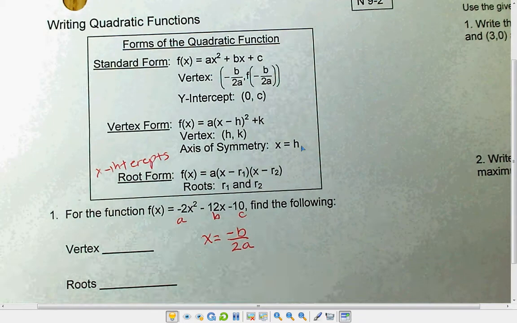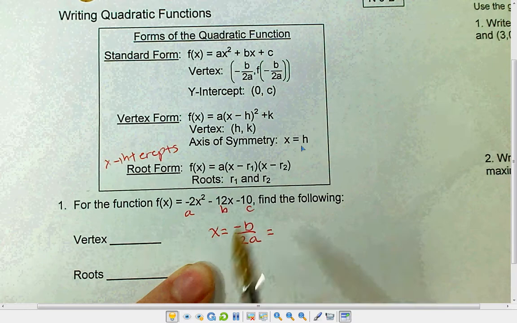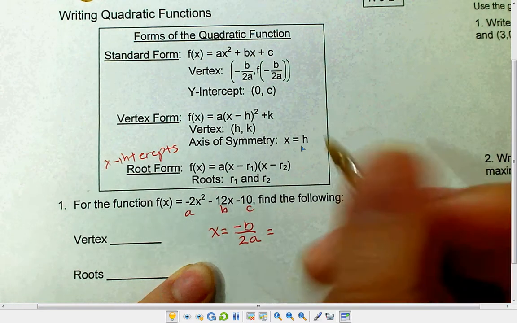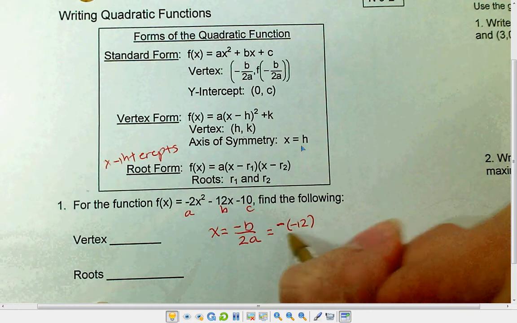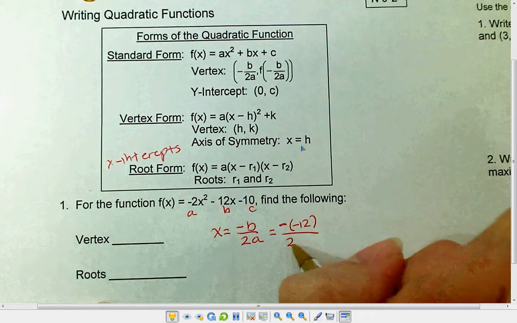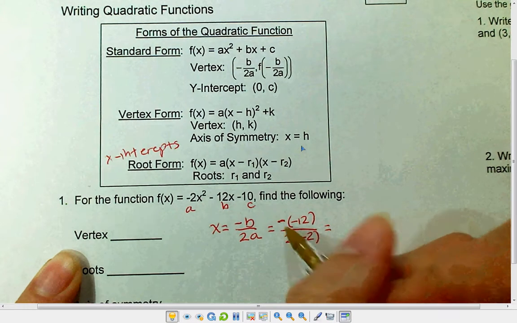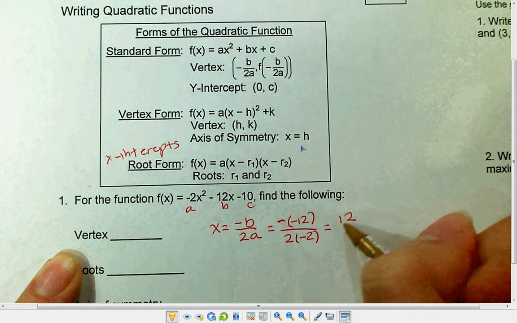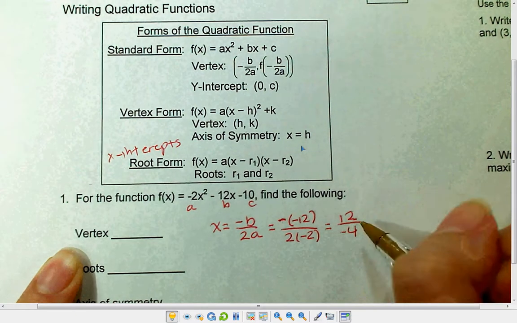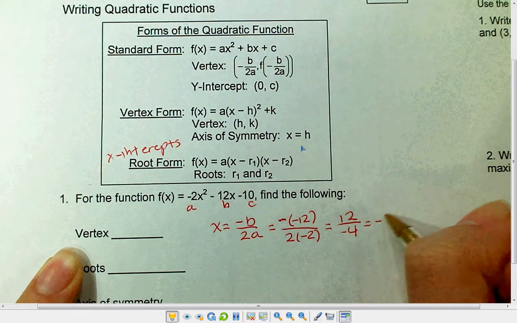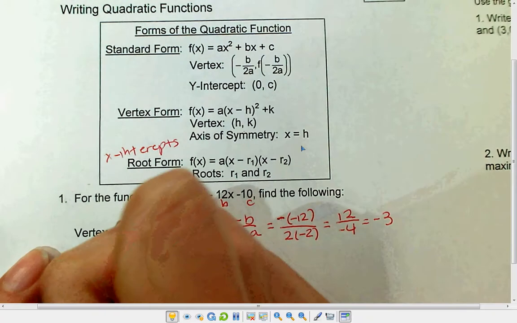So what I'm going to do is just plug in my b and my a into this formula, and that's going to tell me the x value of my vertex. So I have a negative. When I plug in b, this is a negative 12, so I'm actually going to have two negatives up here. 2 times my a value, which is negative 2. And when I simplify this, a negative times a negative turns into a positive 12. 2 times negative 2 gives me negative 4. 12 divided by negative 4 gives me a negative 3. So the x value for my vertex is going to be negative 3.